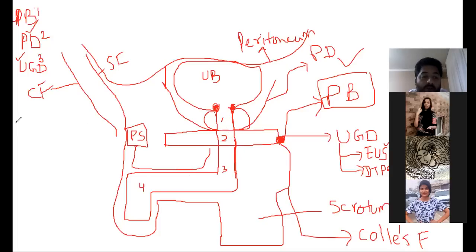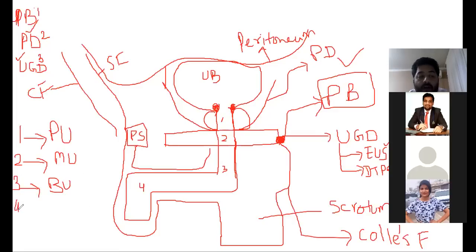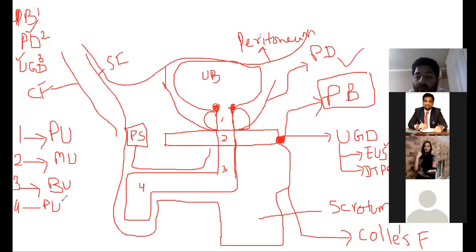This number one structure. It is your prostatic urethra. What is it? Prostatic urethra. Number two structure, it is your membranous urethra. What is it? Membranous urethra. Okay. Number three, it is our bulbous urethra. Number four, it is our penile urethra. So see here, we will divide it into three parts mainly: prostatic urethra, membranous urethra, and penile or bulbous urethra.